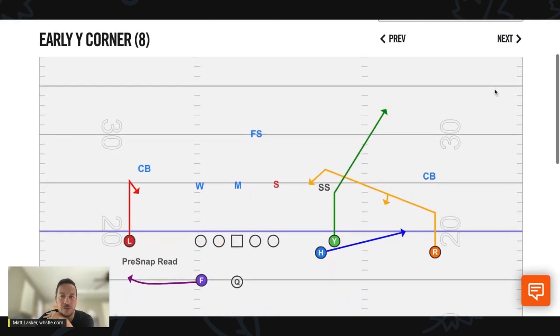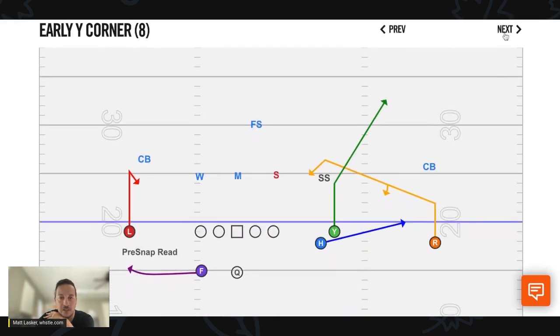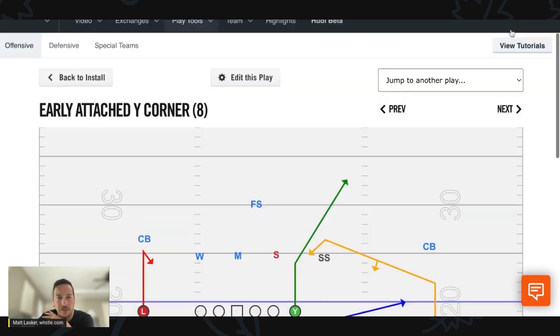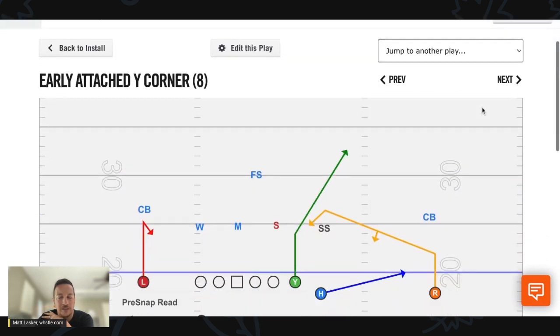Okay, so let's run through a couple more. We have our early. So now we're still attacking 3 pieces of grass, except now it's the H who's come over and is attacking this flat instead of the F. But it's essentially the same thing. We look pre-snap, look backside. Is this L uncovered? No. Okay, we're moving on and running our play. Same rules apply.